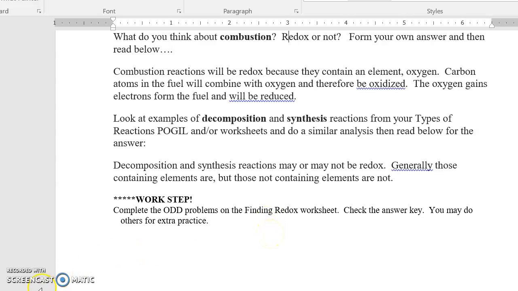So I think that's about it. Quick review of finding redox. You got some problems on the finding redox worksheet. You can do extras for extra practice and let me know if you got any questions.